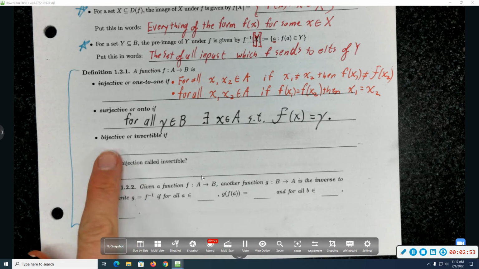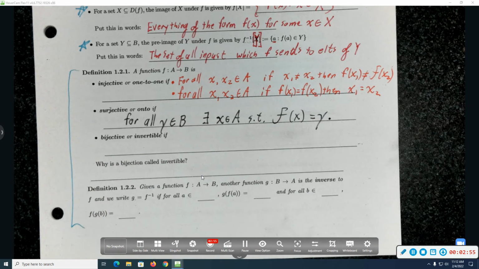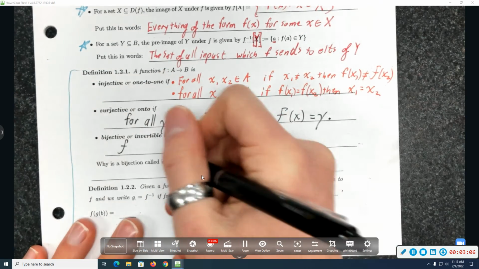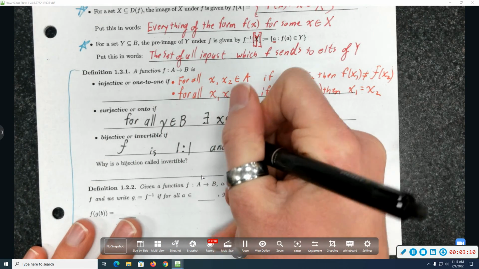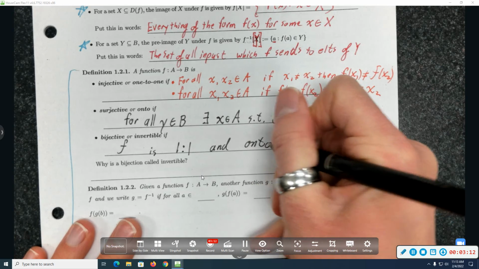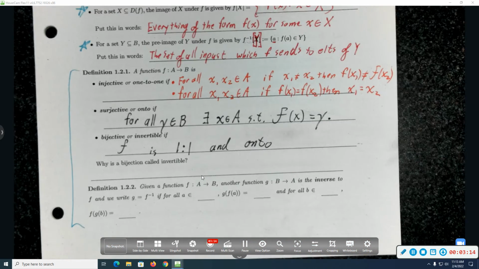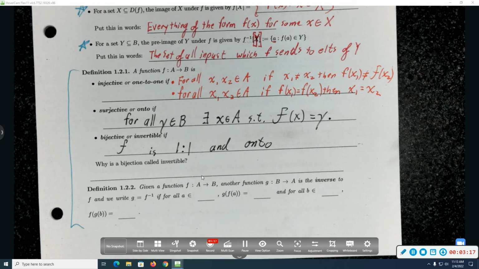A function is called bijective or invertible if, what does it mean to say a function is bijective? If f is one-to-one and onto. And why are functions that are bijective called invertible? It's because they have inverses. If you have a bijection, you can talk about the inverse to that function.